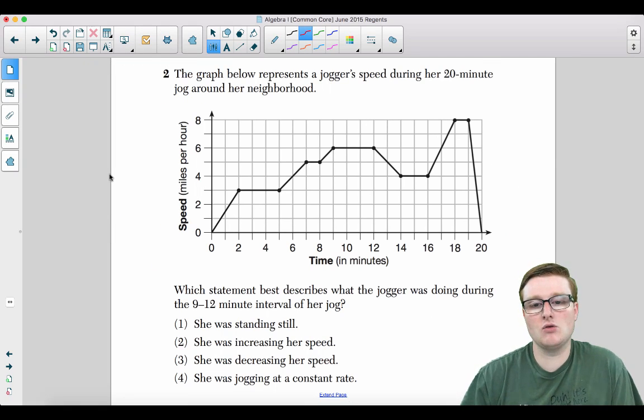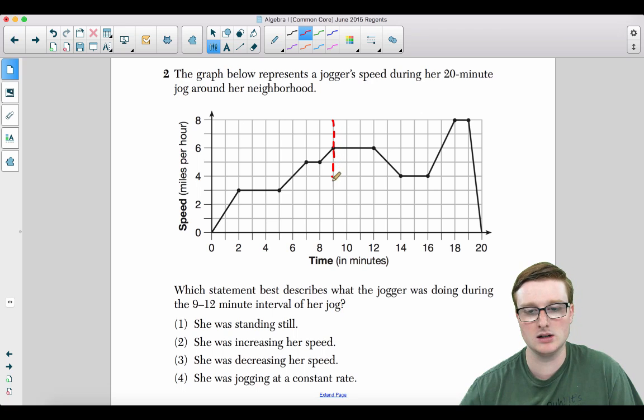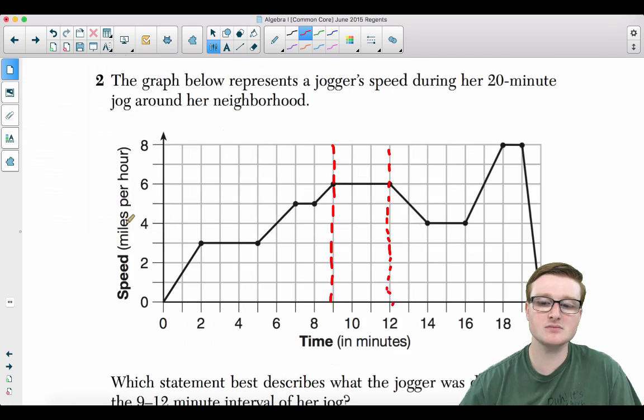The graph below represents a jogger's speed during her 20-minute jog around the neighborhood. Which statement best describes what the jogger was doing during the 9 to 12-minute interval? So the 9 to 12-minute interval is right here. Okay? So what was the jogger doing during this interval?